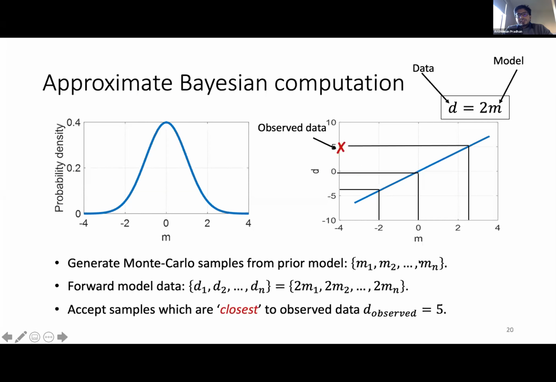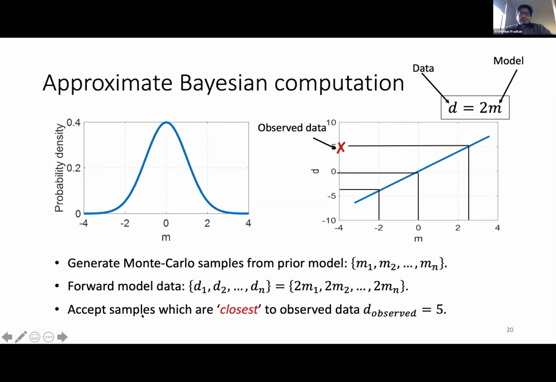Now, every time we generate our model samples, we'll also forward model the data. So in this case, it will be our Bayesian simulation. So we'll run a Bayesian simulation every time, and we'll try to see what our data is. And now we have some observed data, that is our calibration data at the wells. Now, for this 1D example, it's very easy to find an exact match, right? But when your dimensionality increases, for example, seismic data, it won't be possible to find an exact match, and that's where approximate Bayesian computation comes in.